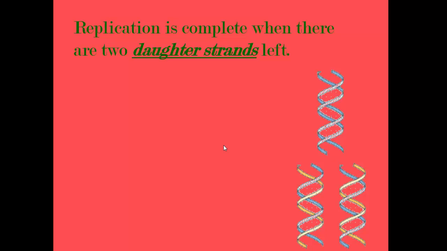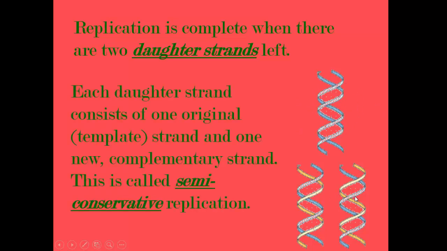Replication is complete when you've got two daughter strands left. So here is your original strand, and here are your daughter strands. Each daughter strand consists of one original strand, the template strand, and one new complementary strand. So notice that these guys are both blue, okay? So here you have one blue template strand, and then one new yellow complementary strand. Again, here you've got the other old blue template strand, and the other new complementary yellow strand.